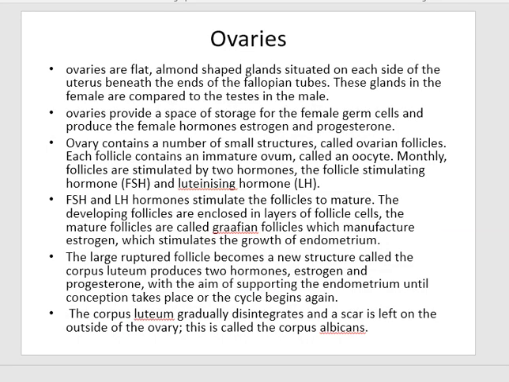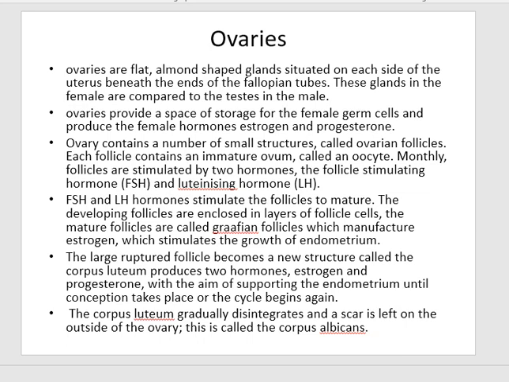Ovaries are flat, almond-shaped glands situated on each side of the uterus. There are two ovaries beneath the end of the fallopian tube, as we saw. These glands in the female are comparable to the testicles in the male. Two testicles in the male produce sperm; these two ovaries produce ova. Ovaries provide a space of storage for the female germ cells and produce the female hormones estrogen and progesterone.